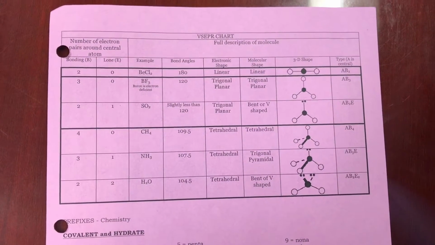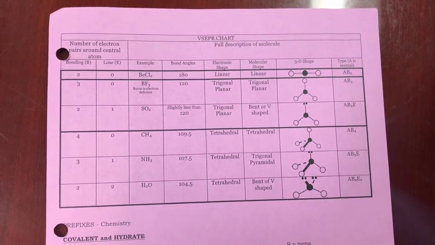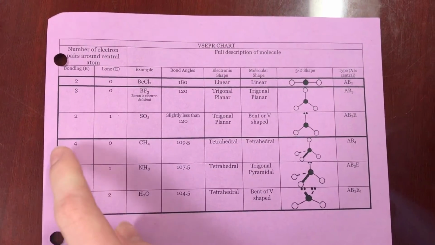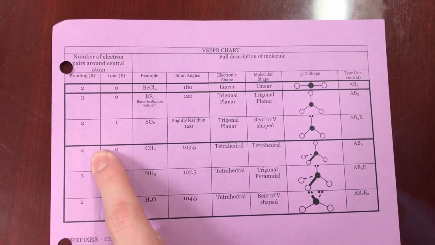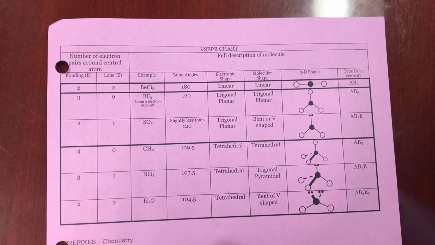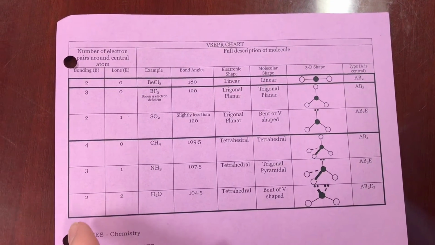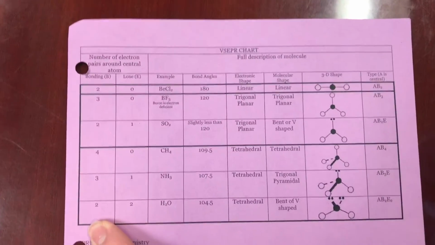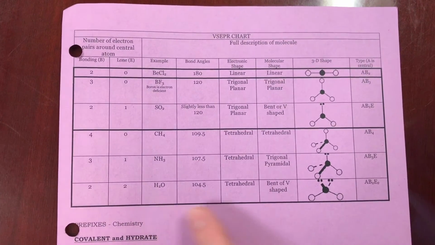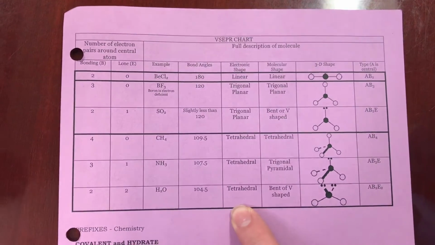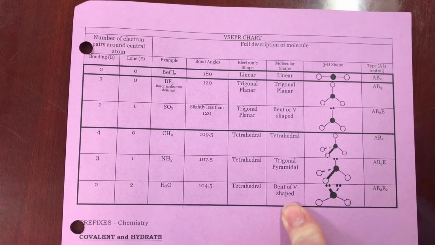Okay, when we look at the covalent structures, you have to take a look at your VSEPR chart. There are 2 columns, which is bonding and lone. Bonding is the number of bonds on the center atom, and then lone is the number of lone electrons on the center atom. So if you take a look at our example earlier of H2O, there are 2 bonds to the center atom, and there are 2 lone pairs on the center atom also. So for the electronic shape, it would be tetrahedral. For the molecular shape, it would be bent or V-shaped.